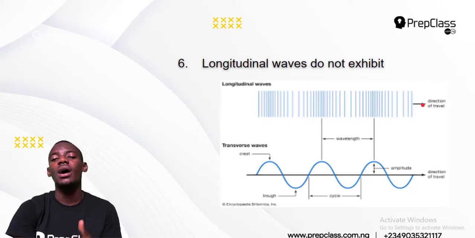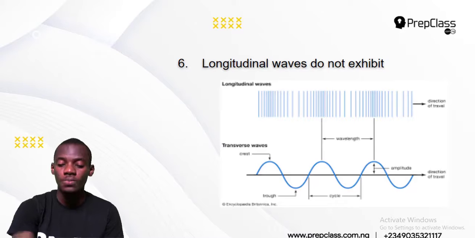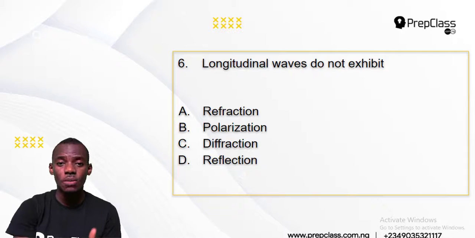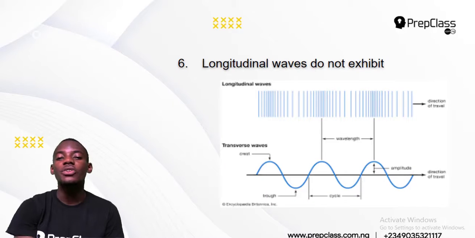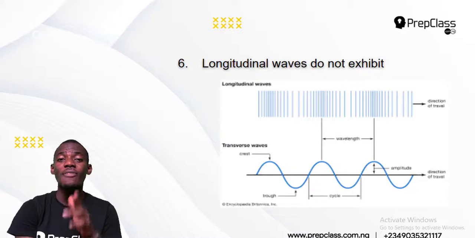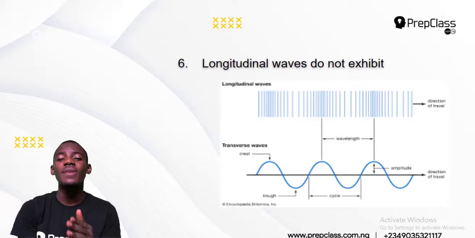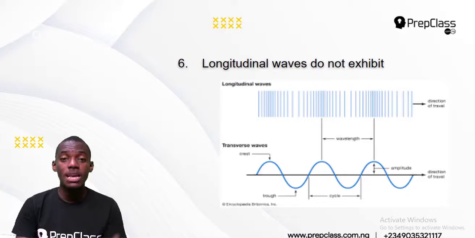But what is the property that longitudinal wave cannot do? It does not exhibit: is it refraction, polarization, diffraction, reflection? The simple answer is polarization, and I will tell you why. Polarization is the ability to make a wave travel in one direction, on a straight line. Longitudinal waves travel in the same direction as propagation, an example being sound wave. Longitudinal wave can do all of them, but it can't do polarization. Only transverse wave can be polarized.